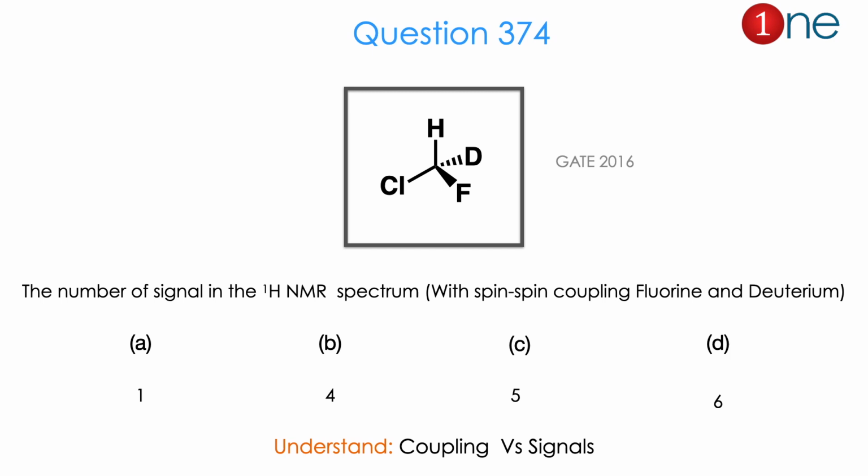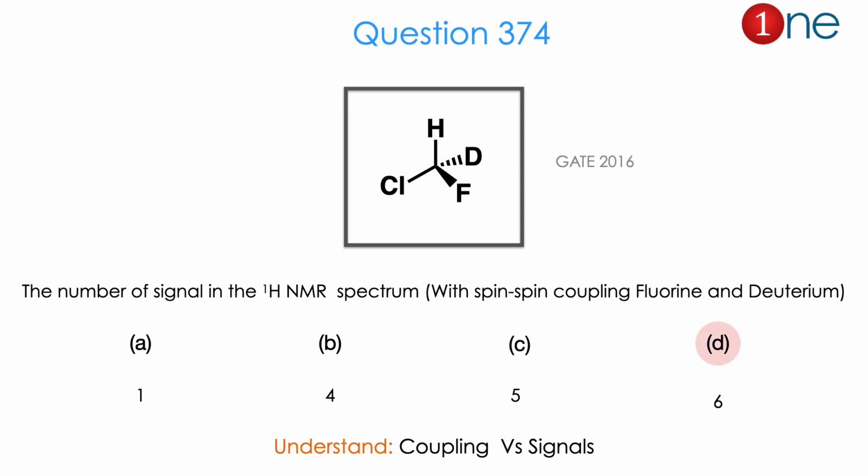Then let us look at the next question. They have given the chiral carbon. One is attached with chlorine, another with fluorine, another with hydrogen and deuterium. They are asking the number of NMR signals in the proton NMR spectrum. You have to calculate from spin-spin coupling of fluorine and deuterium. The choices are 1, 4 and 5, 6. So from the chiral compound and the NMR spectra, you might realize the question is really about heteronuclear coupling versus number of signals. The answer is D.